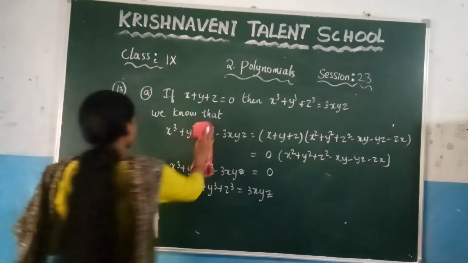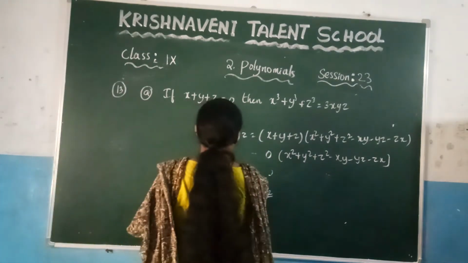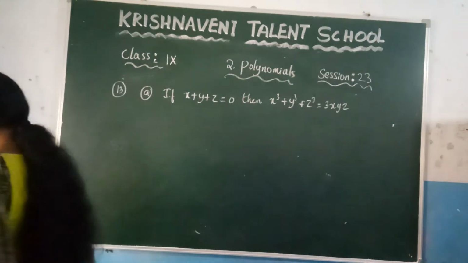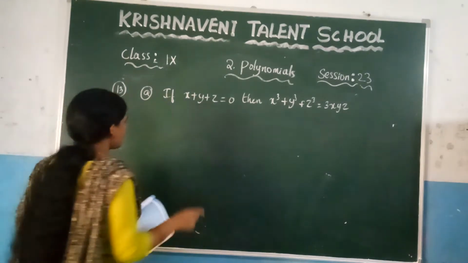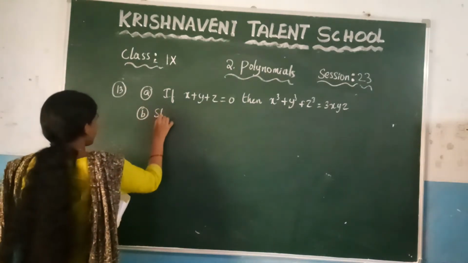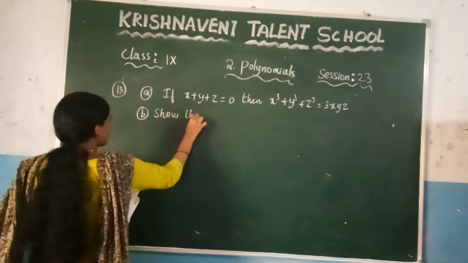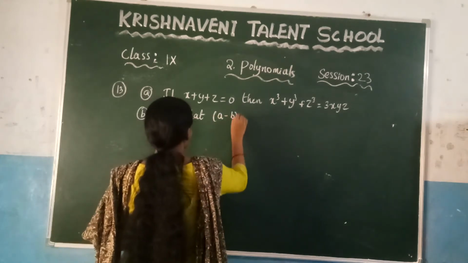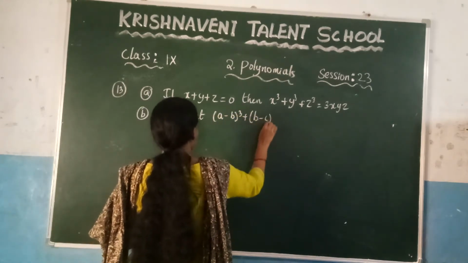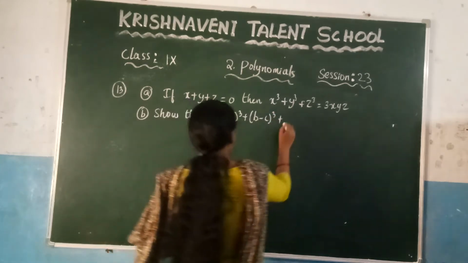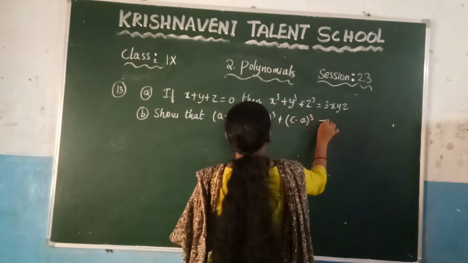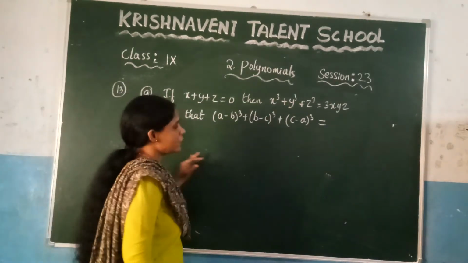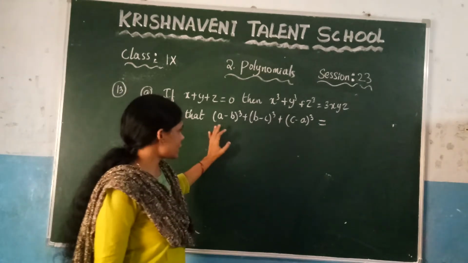Now, this is the first one, and the second one they have given here. Show that a minus b whole cube plus b minus c whole cube plus c minus a whole cube is equal to, here they have asked the second question.